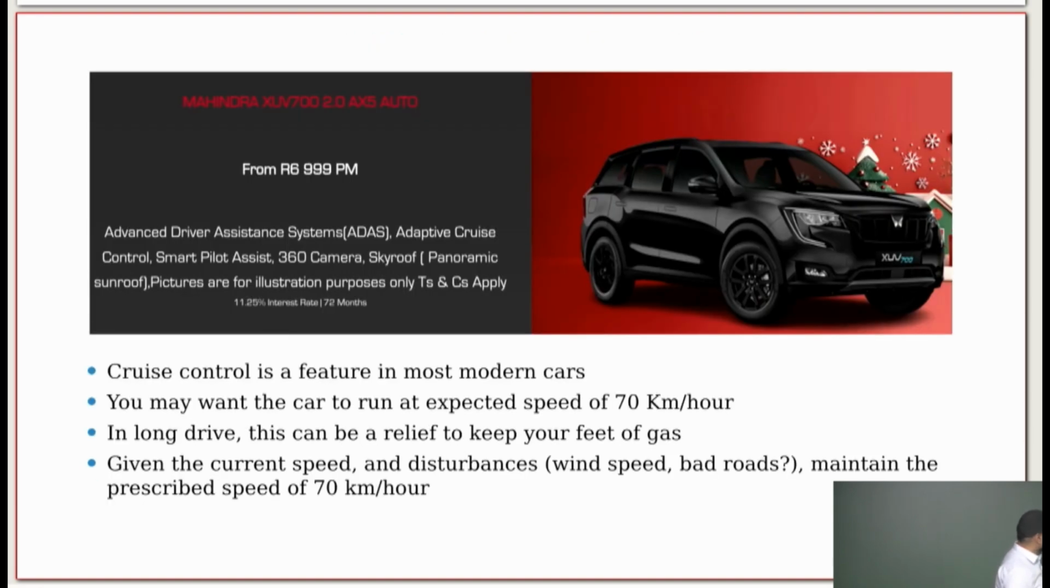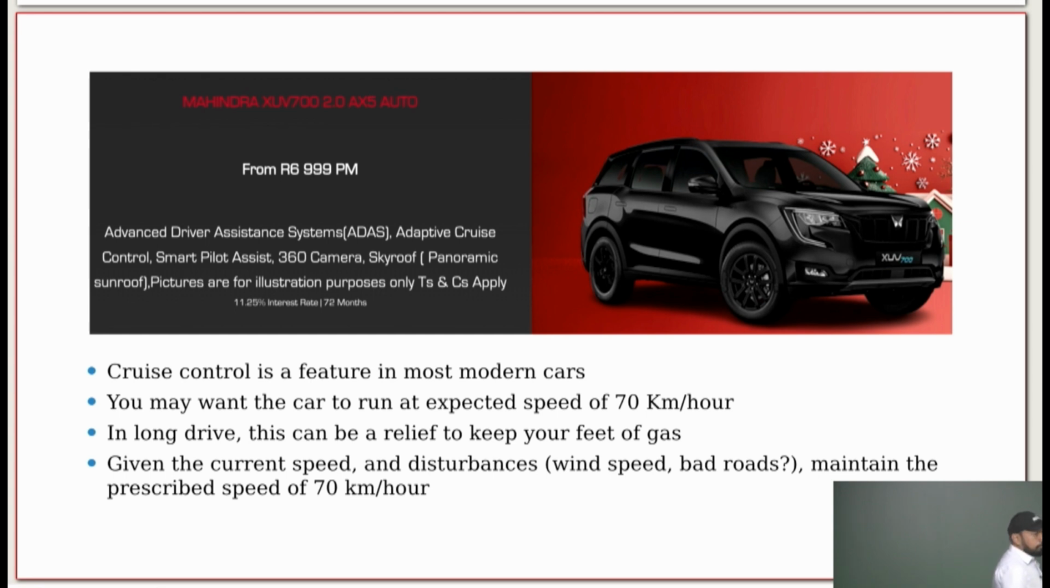So cruise control is one possible example. Many of the cars that you will see have this cruise control feature, right? Adaptive cruise control. When you go on a highway, a long distance expressway, and you don't want to put your foot on the accelerator continuously, you may switch on some button there, and you can set the speed that you want the car to go. Then you can take your foot off the accelerator, and it will try to maintain the constant speed or the average speed of 70 km/h, let's say.